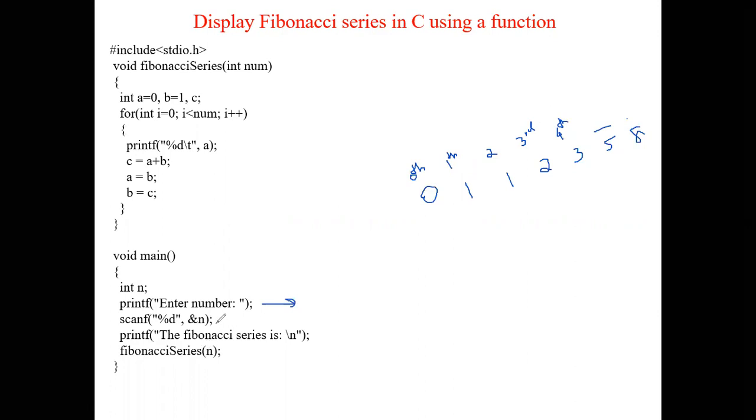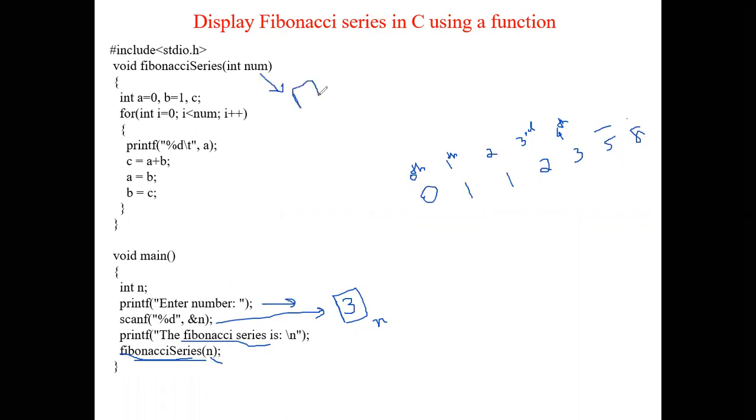Entered the number, scanf. Assume that you are entering the number 3. That will be stored in the variable n. Then we are displaying "the Fibonacci series is", and we are calling the function Fibonacci series. This is the name of the function, and we are passing the value n, which will be copied to the variable num.